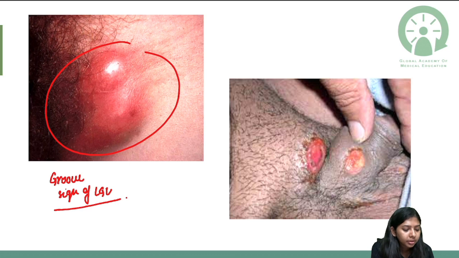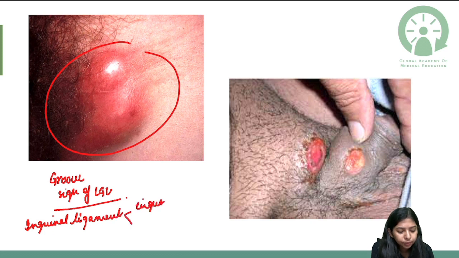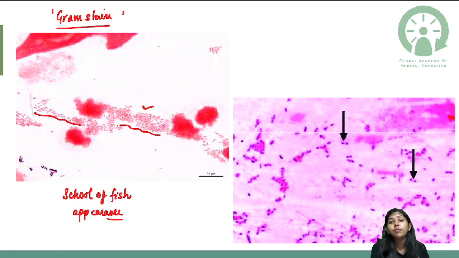Where you have the inguinal ligament separating the inguinal and femoral lymph nodes. Correct? And lastly, coming to donovanosis.